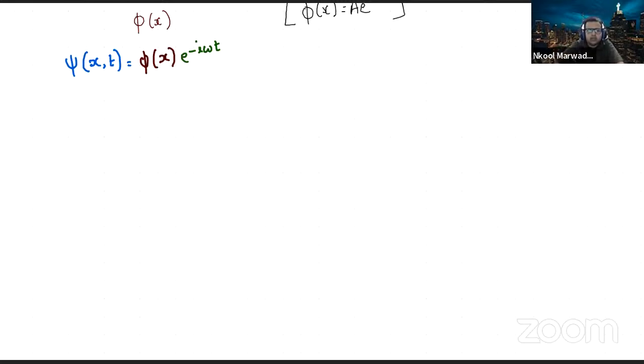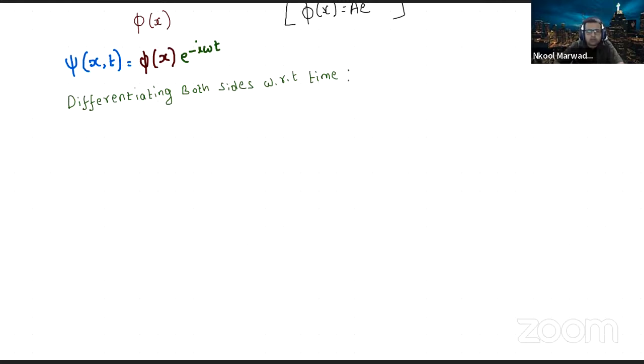Let us try it. Now I will be differentiating both sides of this equation with respect to time. Let us see what we will get.